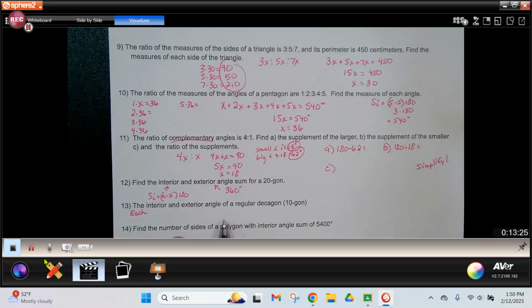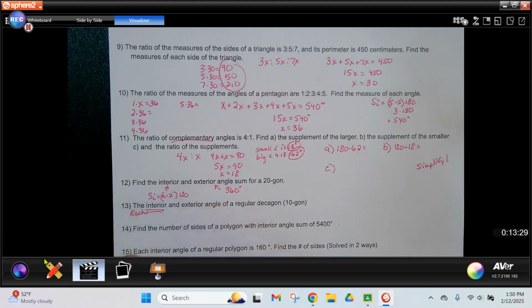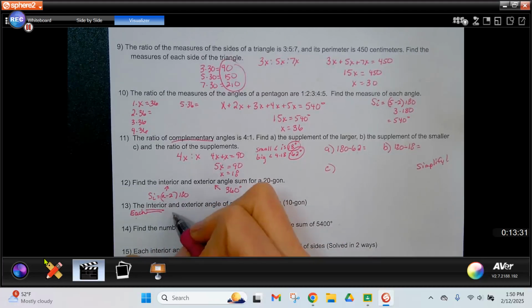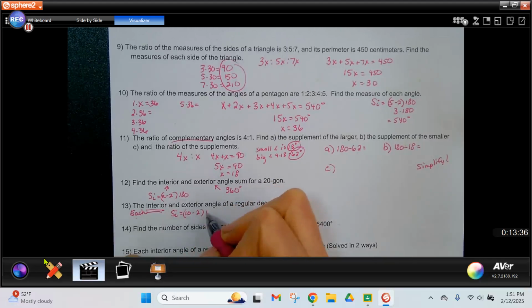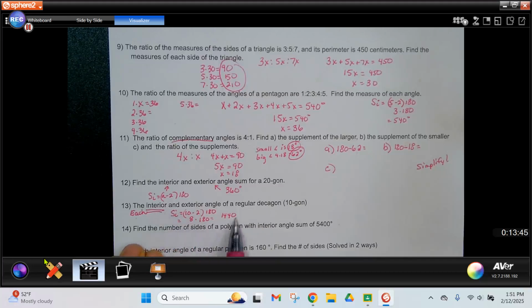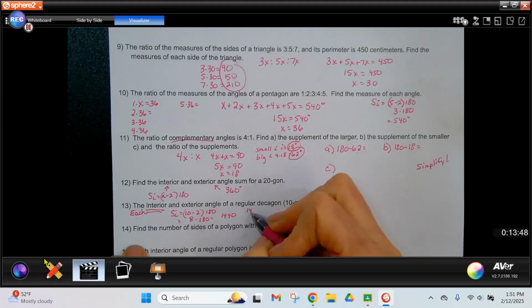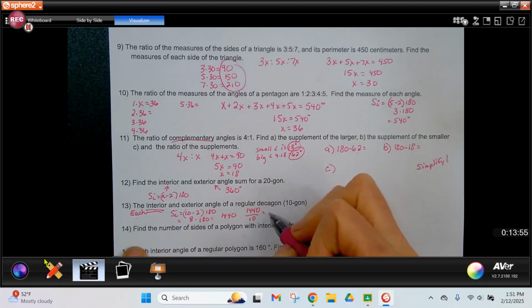So how much is each interior angle of a regular decagon? Well, first you have to do S sub I equals 10 minus 2 times 180 to find the interior angle sum, which is 8 times 180, which is 1440. So first I find the interior angle sum, and then I take that interior angle sum and divide it by 10, and that will tell me how much the interior angle is, each one. And that is 144.